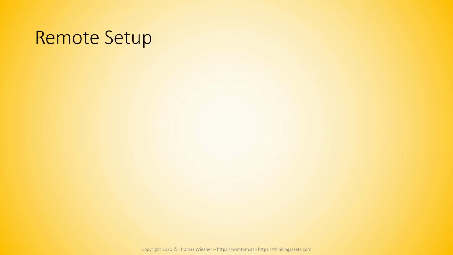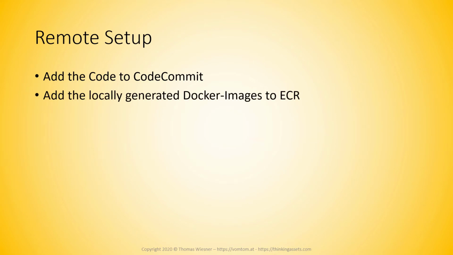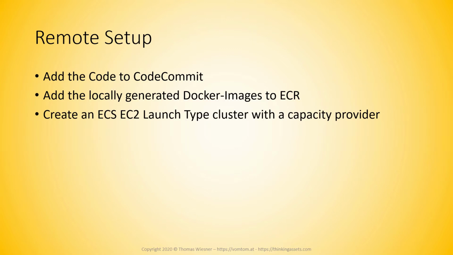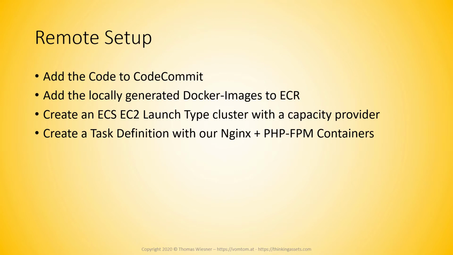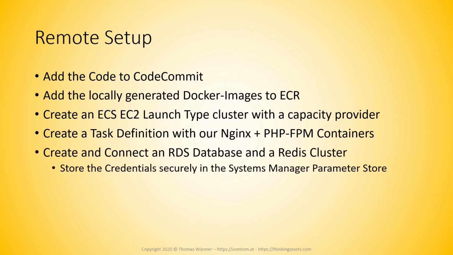Then for our remote setup on AWS, that becomes more interesting now. We are going to add the code to CodeCommit. Then we are pushing the locally generated Docker images to the Elastic Container Registry. Then we are creating an ECS EC2 launch type cluster with a capacity provider. Then we are creating a task definition with our Nginx and PHP FPM containers so that they can talk to each other. Then we are creating and connecting an RDS database and a Redis cluster where we store the credentials in the Systems Manager Parameter Store and encrypt them.